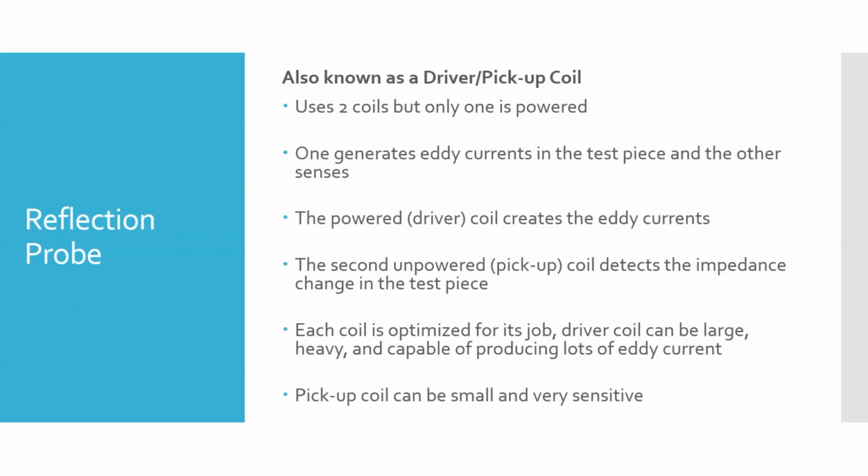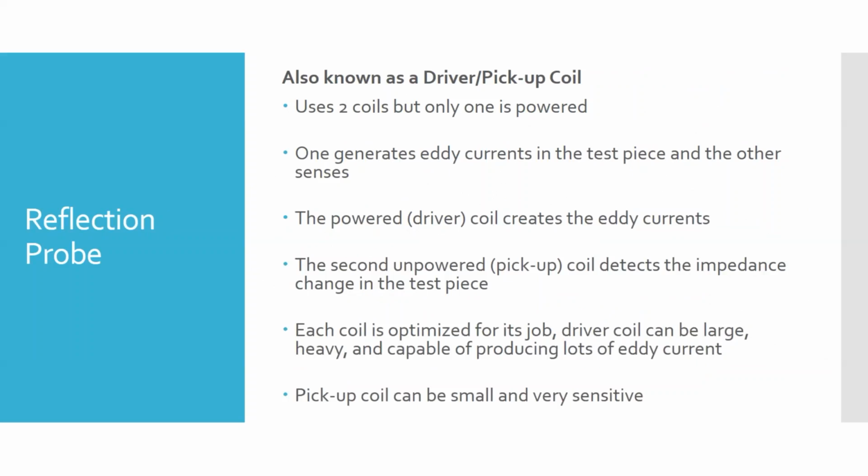And then our third type is a reflection probe, third general type. A reflection probe is where we are using two coils again, but instead of both coils being powered, only one is. One becomes what's called the driver, and the other one becomes the pickup. So one is generating those eddy currents, generating those magnetic fields. The other one is purely being affected by them, the passive pickup coil.